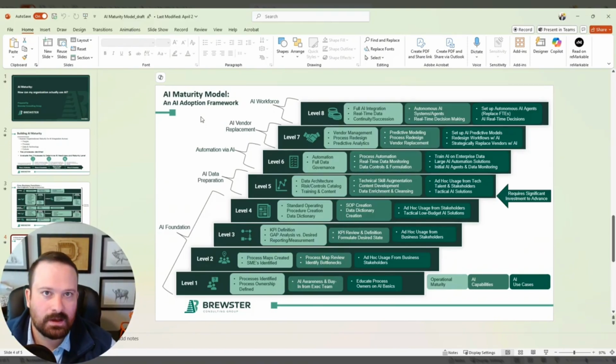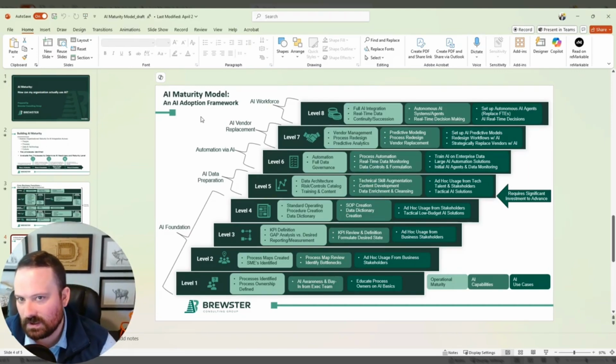You have to understand and identify ownership on your core processes. You have to define your KPIs, understand what success looks like from a measurement perspective. There's a lot of work you have to do to lay a procedural foundation for effectively integrating AI into your business. At that stage, most AI usage is going to be ad hoc by specific subject matter experts and stakeholders, or there might be a few tactical low budget solutions that you integrate to do really, really specific functions, right?